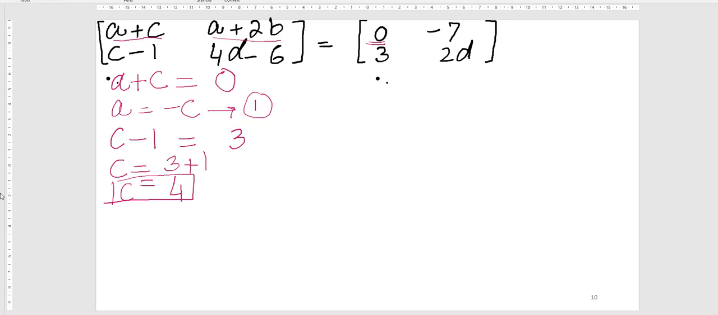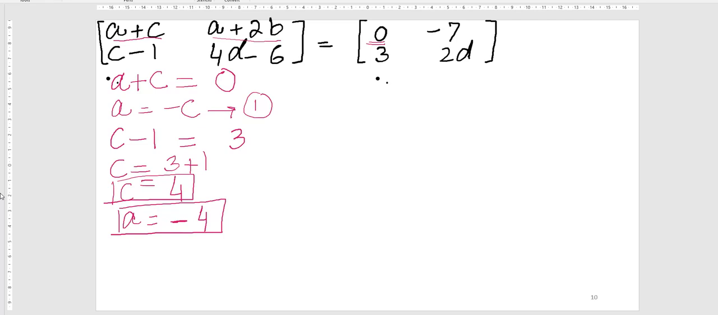So put the value of C in equation 1. Equation 1 is A is equal to minus C. Instead of C, minus will remain the same, but instead of C, we will write down 4. So we will have another value. A is equal to minus 4, C is equal to 4.